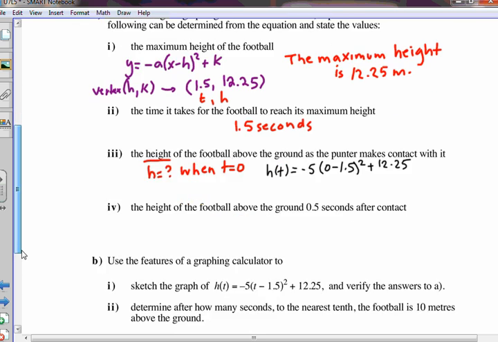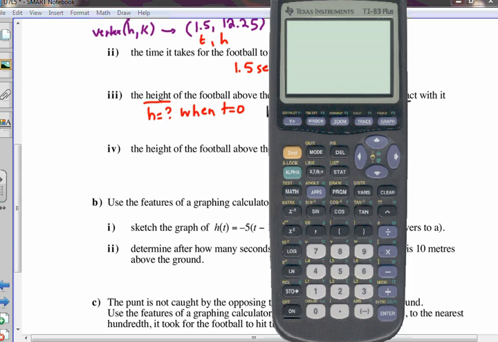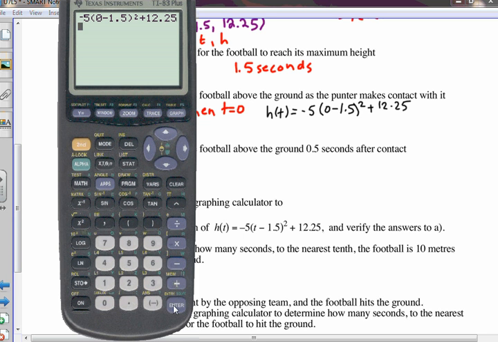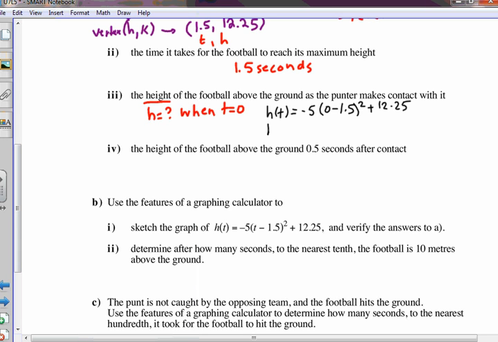Okay, so grabbing your calculator, let's quit out of here. So we have negative 5 times, in brackets, 0 minus 1.5 brackets squared plus 12.25. 1. 1 what? 1 meter. So when he makes contact about 1 meter above the ground. I don't know if I can kick that. Probably. Where's 1 meter? It's like there, right? Boom.